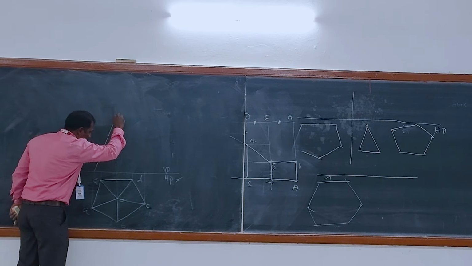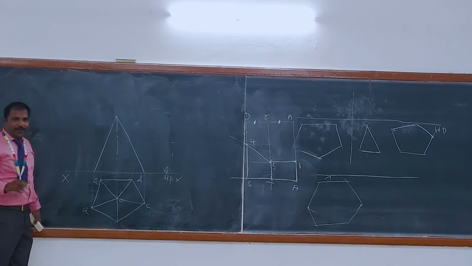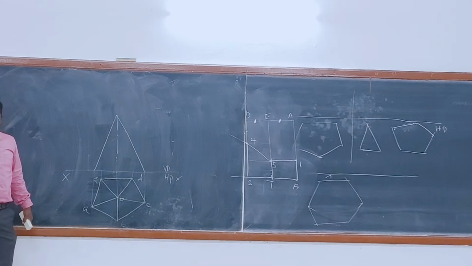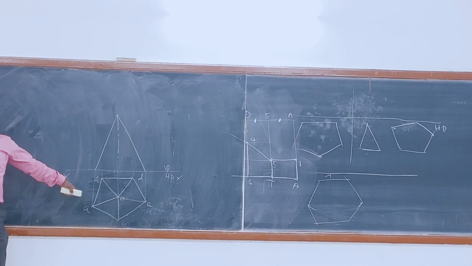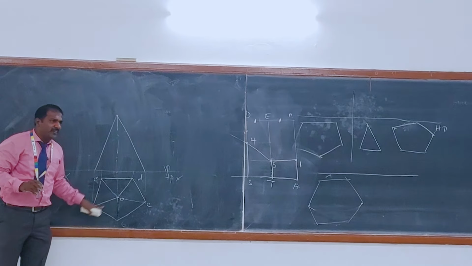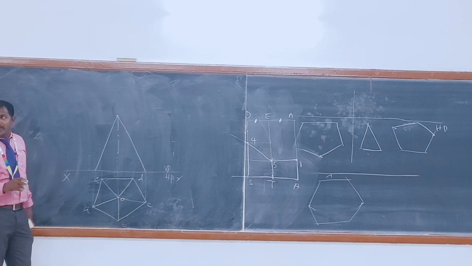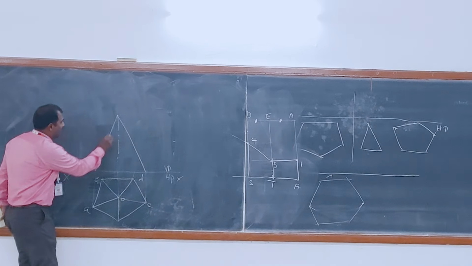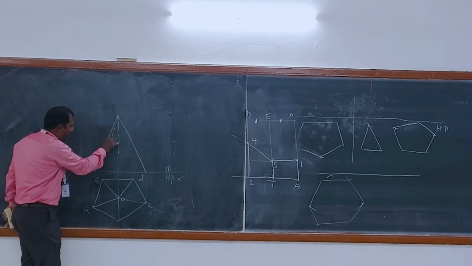Visible. What about E and D? Are these both visible or not visible? Not visible. So these both are dotted lines.